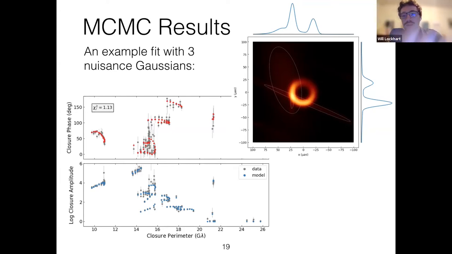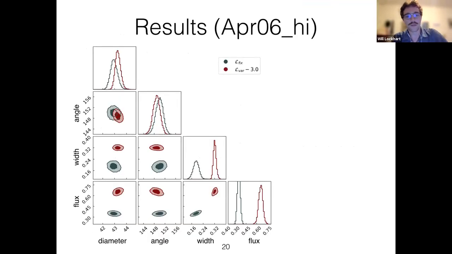We produce a best fit image, and the closure phase and log closure amplitude fits. And then we can produce what's called a corner plot, which shows the posteriors on what we're interested in. We focused on a few quantities. There's the diameter of the disk, and I labeled it angle. It's just the direction of the brightest point.